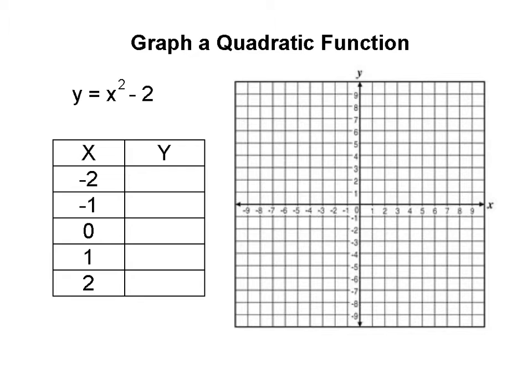When you do your XY table, here are the values that are going to work most of the time. If you use -2, -1, 0, 1, and 2, you're going to probably be able to see your V shape most of the time, okay? Sometimes one side or the other of the V shape might not show up, and you'll have to add another number or two. I'll show you what to do if that happens, okay?